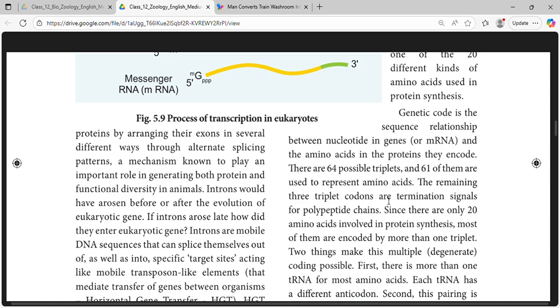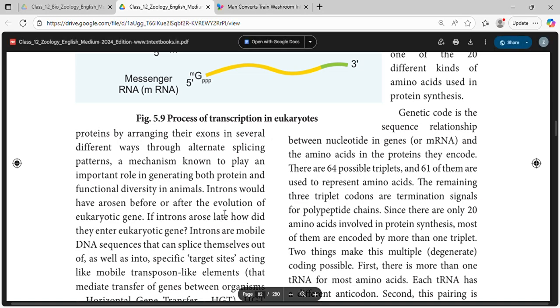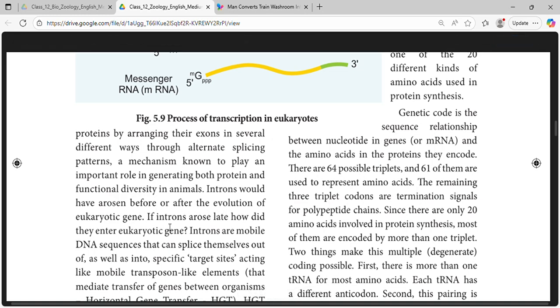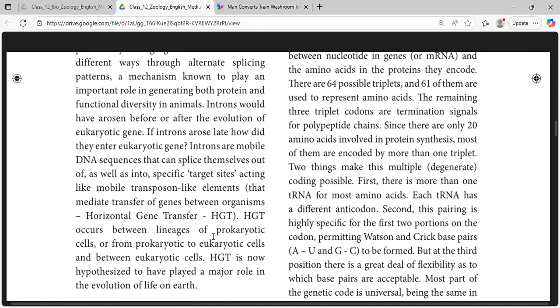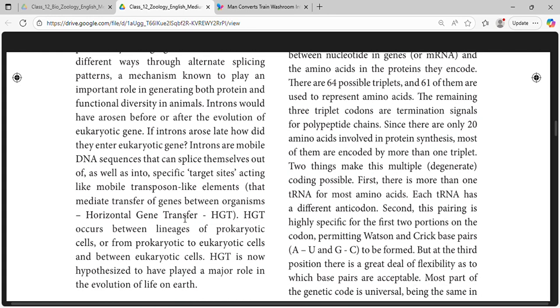animals. Introns would have arisen before or after the evolution of the eukaryotic gene. If introns arose late, how did they enter the eukaryotic gene? Introns are mobile DNA sequences. They can splice themselves out as well as into specific target sites, acting like mobile transposon-like elements that mediate transfer of genes between organisms.